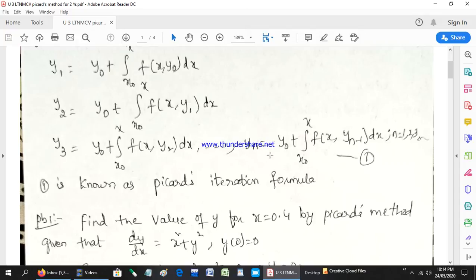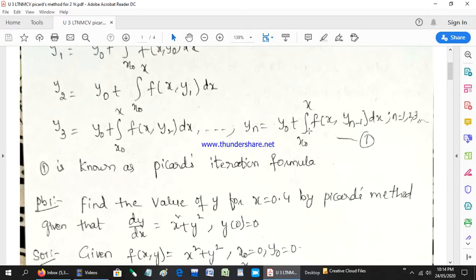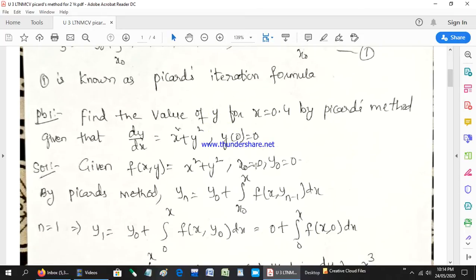That nth iteration formula can be given by yn is equal to y naught plus integral x naught to x f of x, y n minus 1 dx, for different values of n greater than or equal to 1. Choosing this as a general formula, we can find the various values of y for given x, which is known as Picard's iteration formula. Now let us see a few problems on this.